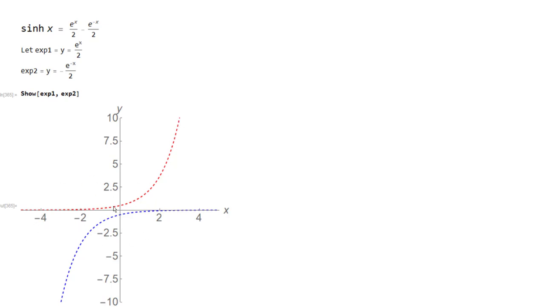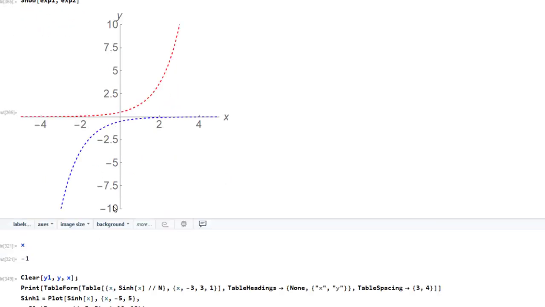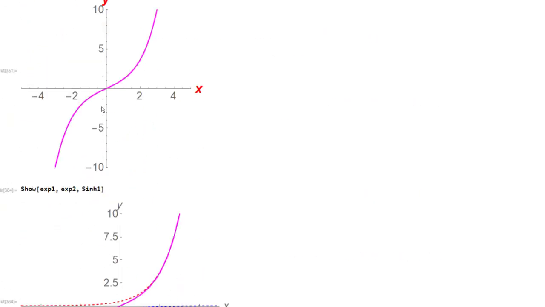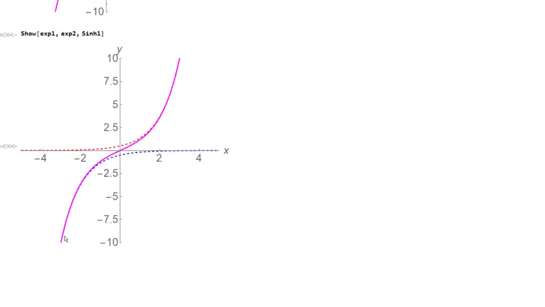Okay, from this graph you will get sinh x. This is sinh x, so you will get it like this. The magenta, the pink color, is sinh x. The graph of sinh x comes from the exponentials. You see, from negative 10 here, moving until 10, the shape is like this.